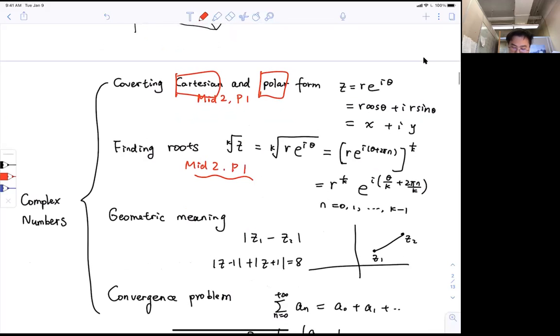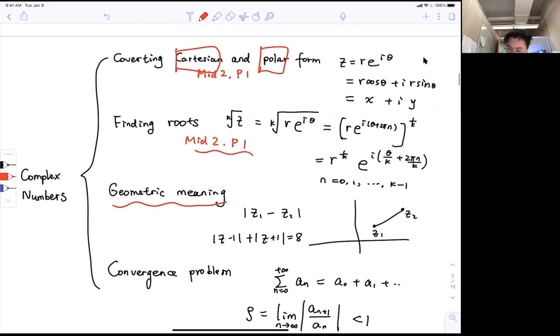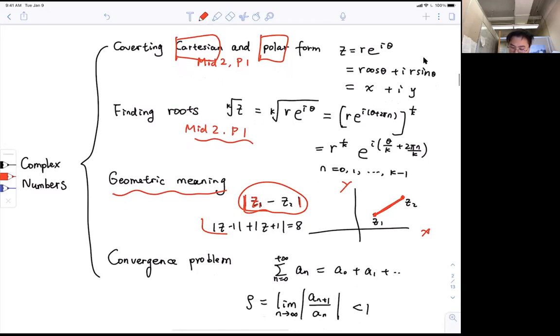Another thing that's not tested in the midterm is the geometric meaning. I guess the most important thing is what's the geometrical meaning of the absolute value of z1 minus z2. We know that in the Cartesian coordinate, xy coordinate, each complex number stands for a point, right? And then the absolute value of this stands for the distance between those 2 points. For example, one of your homework, I think, this is just an ellipse.